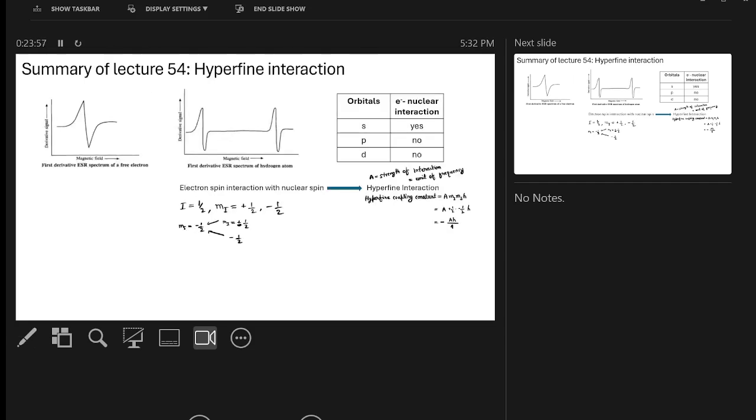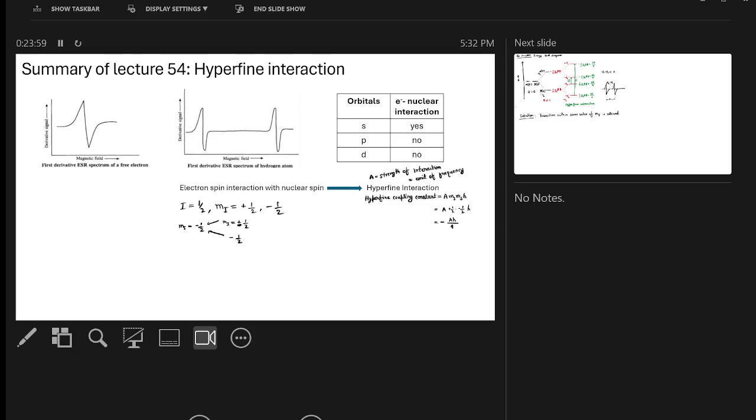Summary. Till now we tried to understand the conditions: under which condition what will happen. Now we will see the interaction of this electron with the nucleus, whether there is any interaction, how this interaction will take place, and what will be the effect of the interaction between electron and nucleus.